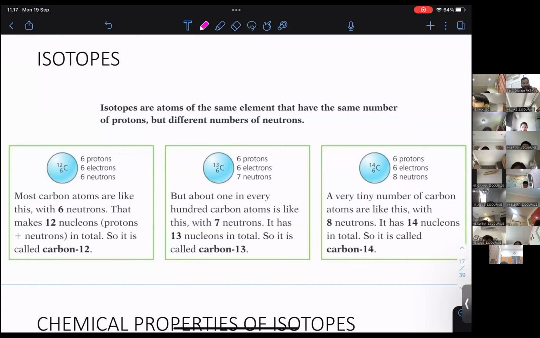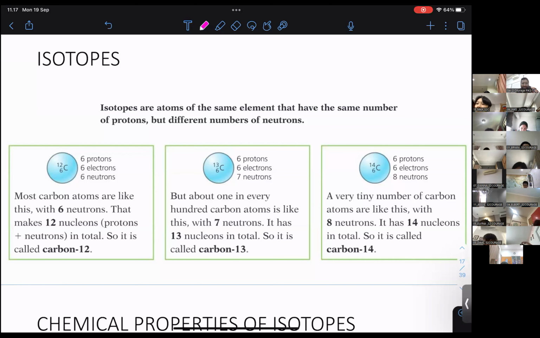Okay, we are going to learn about isotopes. What are isotopes? Isotopes are atoms of the same element. Same element means they must have the same number of protons. If you have different protons, then they are different elements already. But they have different numbers of neutrons.